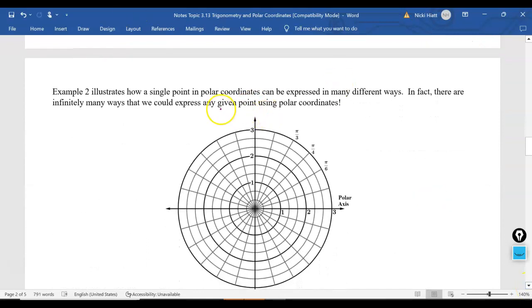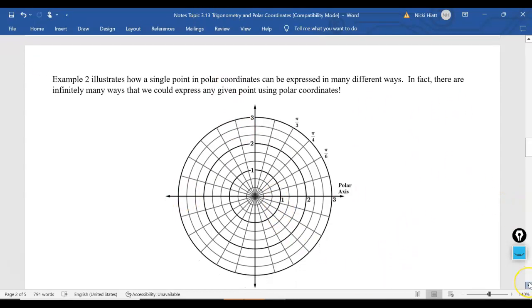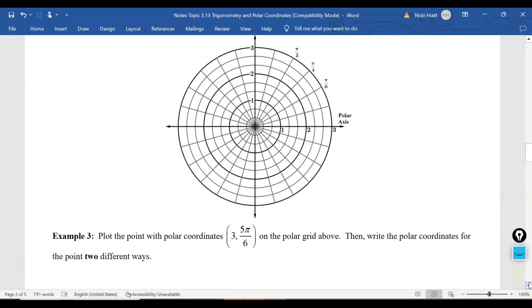Okay, again, he says here that this illustrates that all of those polar coordinates can be given in different ways. In fact, there's actually infinitely many ways you can use polar coordinates. So, if we go over here, this one says to plot the point with polar coordinates (5 pi over 6, 3) on the polar grid above. Then write the polar coordinates for the point 2 different ways.